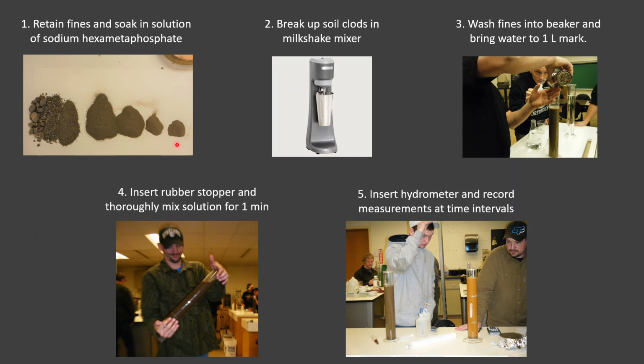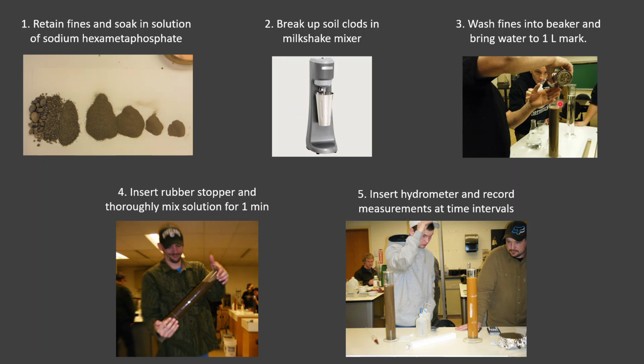We then take those soil particles and wash them out so we get everything out of the bowl, and we put them into a milkshake cup. And we break up the potential clay clods, the soil clods, in a milkshake mixer for 60 seconds. Then we take that milkshake cup and wash out all of the fines into our 1 liter beaker, making sure that we get all the soil particles out of our containers and into that beaker, and then we bring the level of our water up to that 1 liter control line.